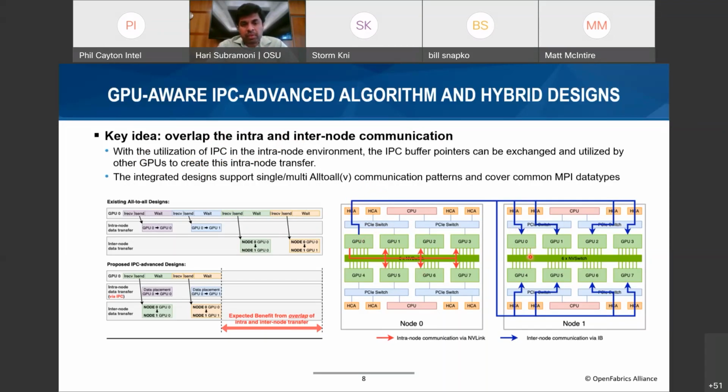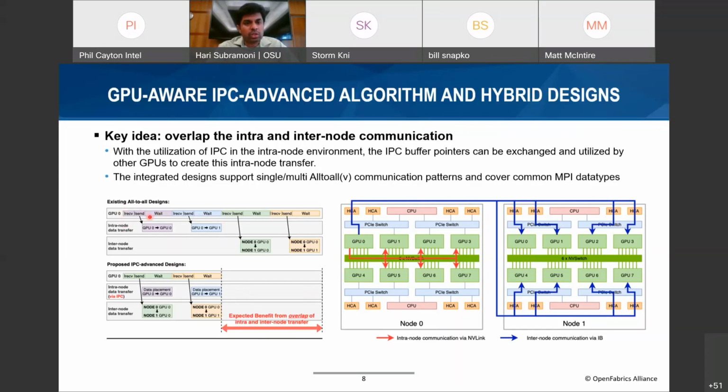to move the data from the GPU on one node to GPUs on all the other remote nodes. Existing all-to-all designs in NCCL, as well as other popular CUDA-aware MPI implementations like MVAPICH2-GDR and OpenMPI, were serializing all of these transfers. So the algorithm was not taking full advantage of what the underlying architecture was able to offer.